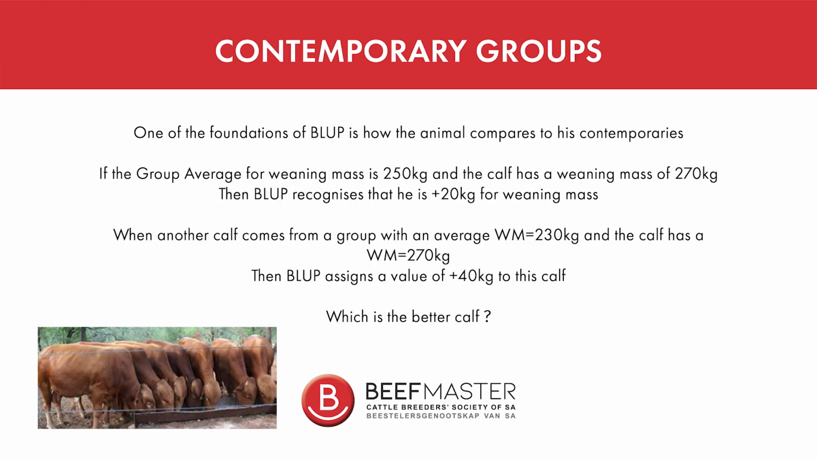One of the foundations of BLUP is that an animal is evaluated within its contemporaries, which receive the same treatment. An animal that weans heavily in a group that is weaning fairly light will show strong positive. An animal that weans heavy in a group that also weans heavy will show up as average. Make sure the groups of animals receive uniform treatment. If this is done inaccurately, there may be incorrect evaluations.